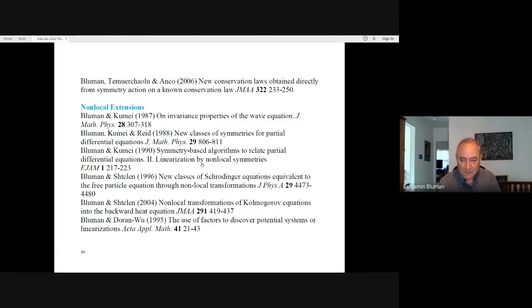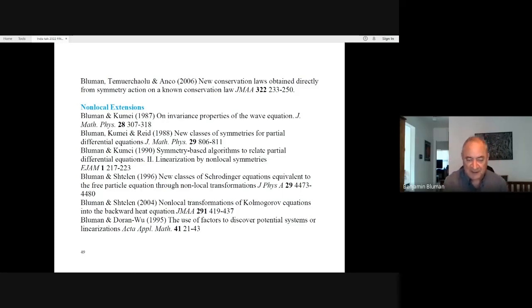And then we have the paper with Kume for linearizations by non-local symmetries. And in 1996, with the Ukrainian mathematician Vladimir Stalin, we showed new classes of Schrödinger equations equivalent to the free particle equation through non-local transformations. The same ideas were applied to the Kolmogorov equation. The earlier paper was on invertible transformations of the Kolmogorov equation into the backward heat equation, but now we have non-local transformations. And there's another, earlier paper on factors to discover potential systems.